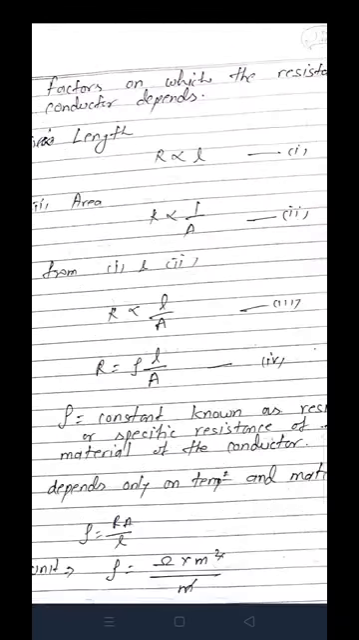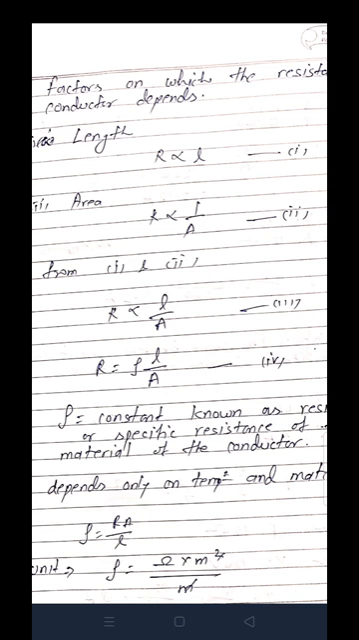Hello students, today we are going to start our new topic. What are the factors on which the resistance of a conductor depends? So here are some factors. The first factor is what? Length. The resistance of a conductor is directly proportional to the length of the conductor. It means that the more the length of the conductor, the more its resistance. The longer it is, the more it can resist the flow of current passing through a conductor.